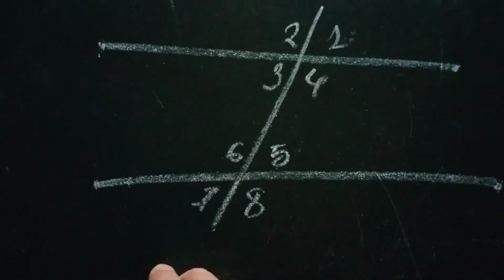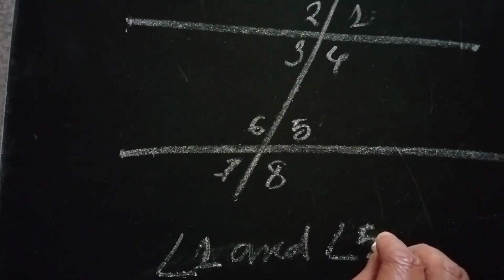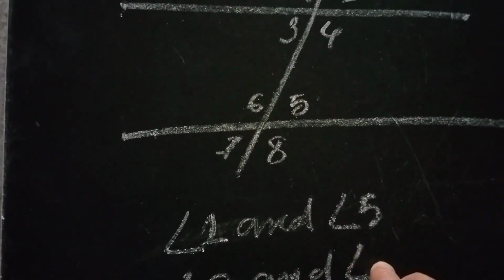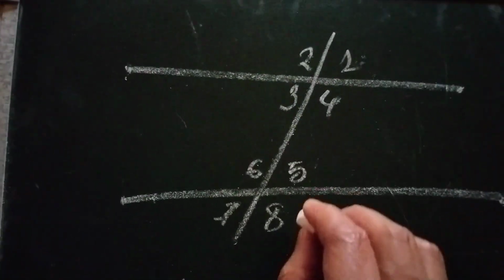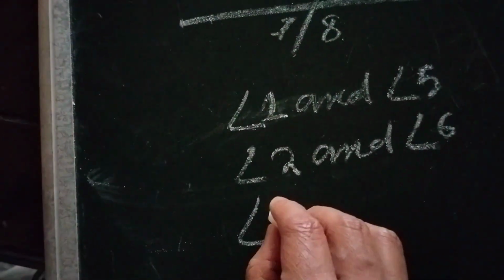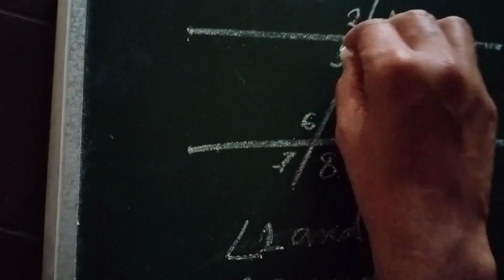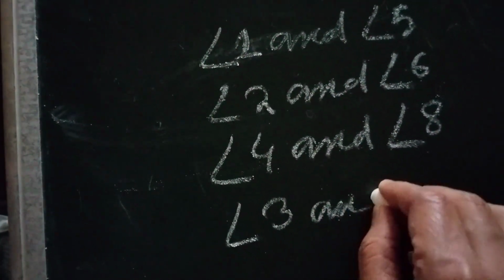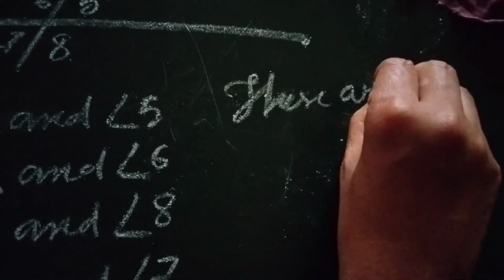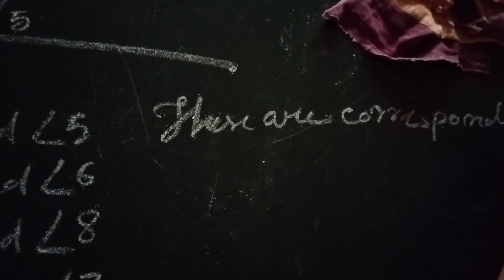Here angle 1 and angle 5, then angle 2 and angle 6, and then angle 4 and angle 8, and then angle 3 and angle 7. All these are corresponding angles.